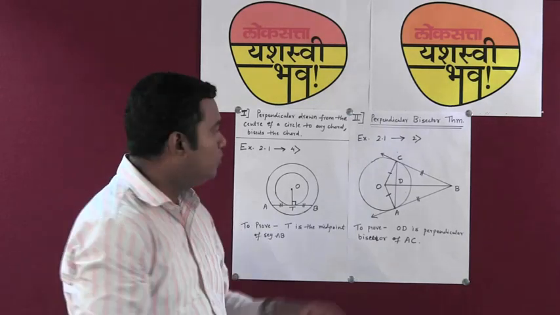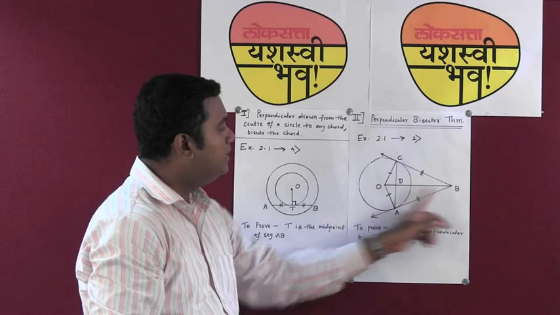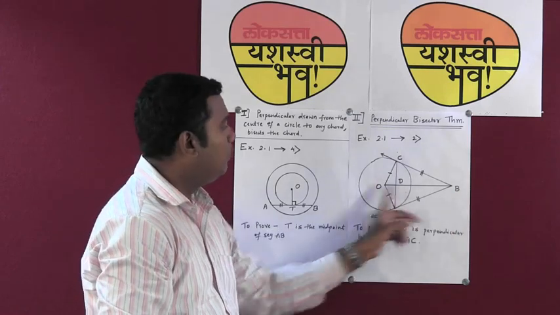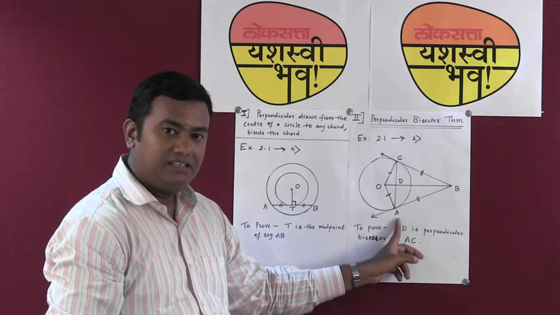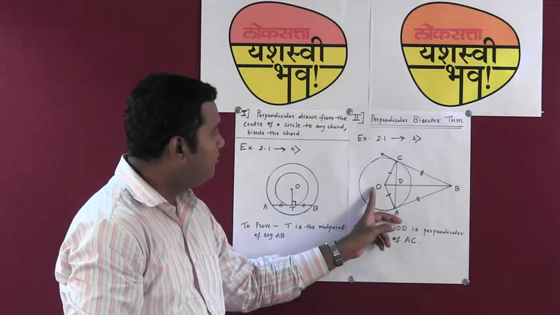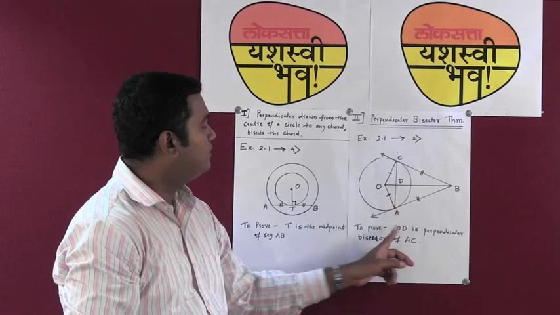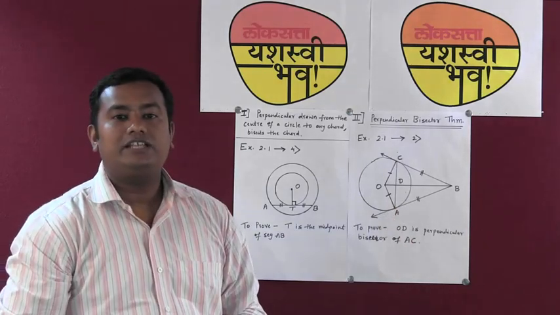From statements 1 and 2, what do we get? We get OB is the perpendicular bisector of segment AC. That is nothing but segment OD is the perpendicular bisector of segment AC, reason: O dash D dash B.